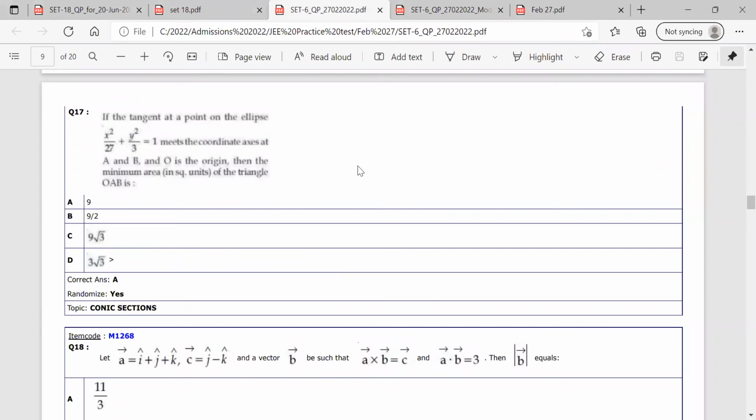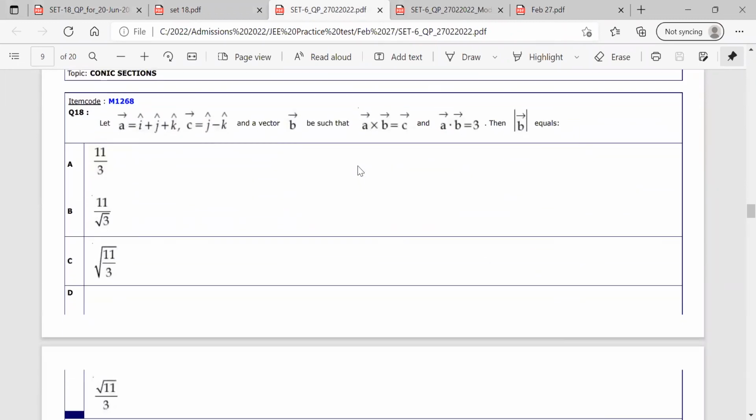Now I think we'll move on to the next question, and I hope the session is helpful. Question number 18: vector A is given as i cap plus j cap plus k cap, and C is given as j minus k. It is also given that vector B is such that A cross B equal to C and A dot B equal to 3. Then it is asking us to find the modulus of vector B.